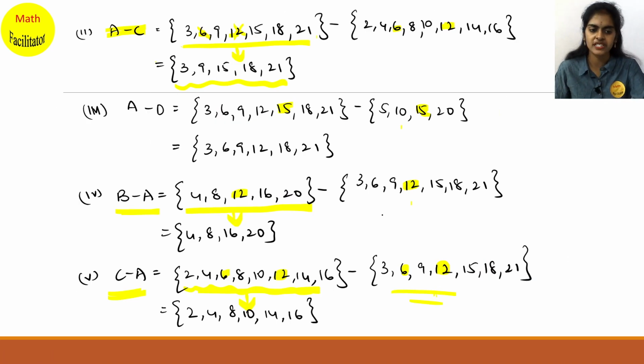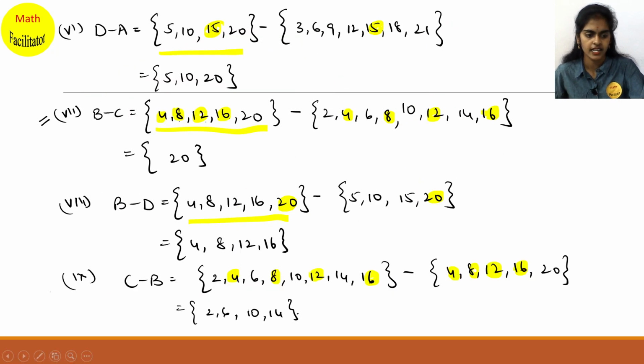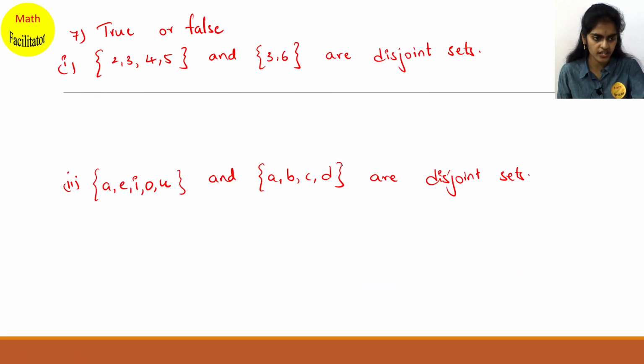Okay, so I hope this is very clear for you, right? Let's proceed to the next question. So the seventh bit is a true or false bit. You need to find whether the set containing elements 2, 3, 4, 5 and another set which has elements 3 and 6 are disjoint sets.